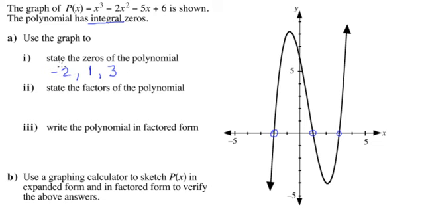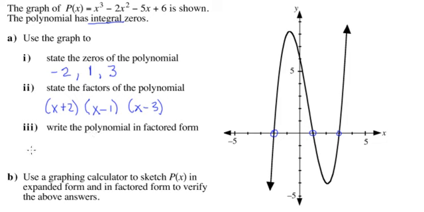So what does that mean about the polynomial? Well, if it's got a 0 at negative 2, that means x plus 2 has to be one of its factors. If 1 is one of its zeros or roots, that means x minus 1 is one of its factors. And if 3 is one of its zeros, that means x minus 3 is one of its factors. The signs of these are always reversed. If the root is negative, the factor will have a positive, and vice versa.